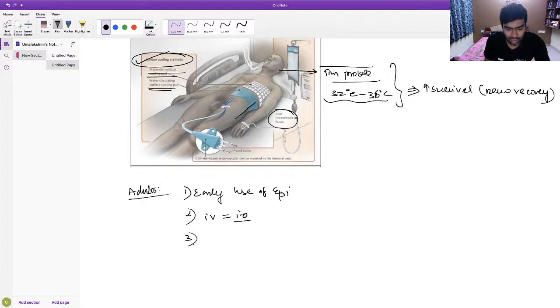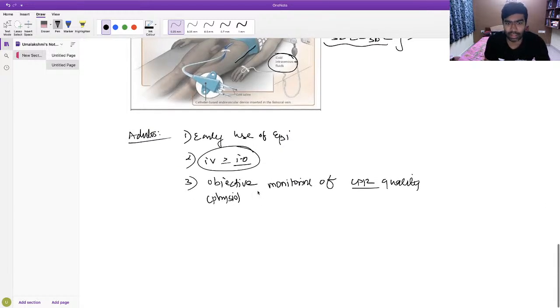And the third thing is that objective monitoring of CPR quality is better than subjective. Objective monitoring of CPR quality is also referred to as physiological monitoring. IV equal to IO was previous, but IV better than IO is a new thing. I told that, but in a rush of blood, I wrote that. So IV is better than IO, that's what is being suggested. And this objective monitoring is also referred to as physiological monitoring of CPR quality through either EtCO2 or intra-arterial blood pressure, whichever is feasible.